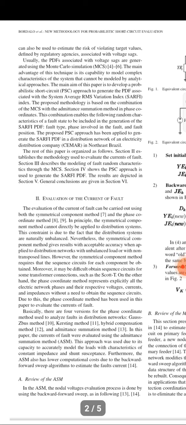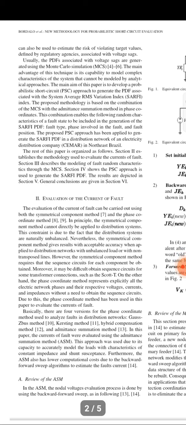and the system cannot be modeled by complexity approach. The main aim of the paper is to develop a probabilistic short circuit approach to generate the PDF associated with system average RMS variation. The proposed methodology is based on the combination of Monte Carlo simulation with admittance summation in phase coordinates. This combination enables modeling of the following random characteristics: fault state of distributed generation, fault type, and fault position. The proposed approach has been applied to generate the PDF in a distribution network of an electricity distribution company in North Brazil.